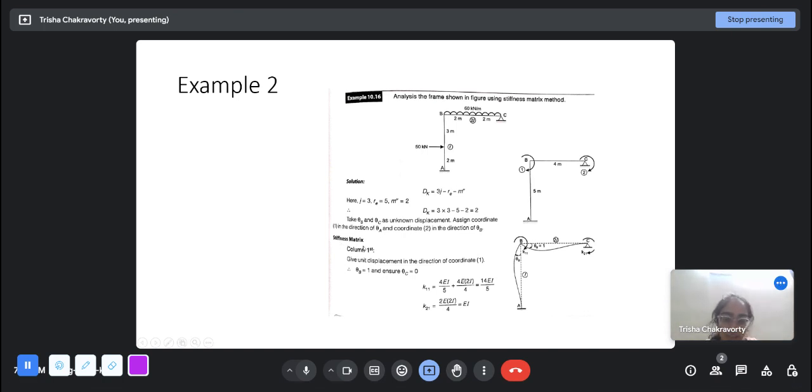To get the stiffness matrix, look at the first column. We will give a unit displacement in the direction of coordinate 1. Assume theta B equal to 1 and theta C equal to 0. So K11 will be 4EI by 5 plus 4E into 2I by 4. Here the moment of inertia is different for the two. You have to take note of that. This is I, this is 2I. So this is 14EI by 5, and K21 is 2 into 2E into 2I by 4.